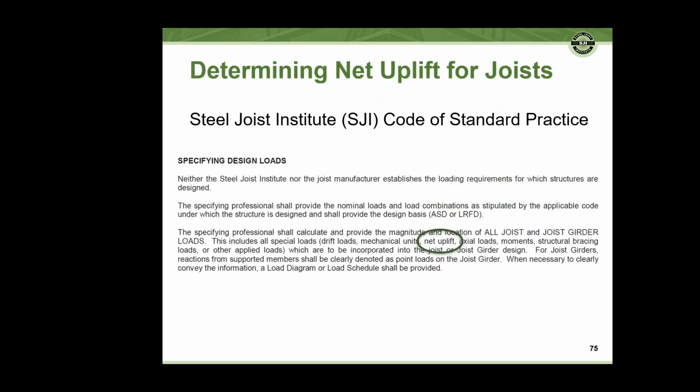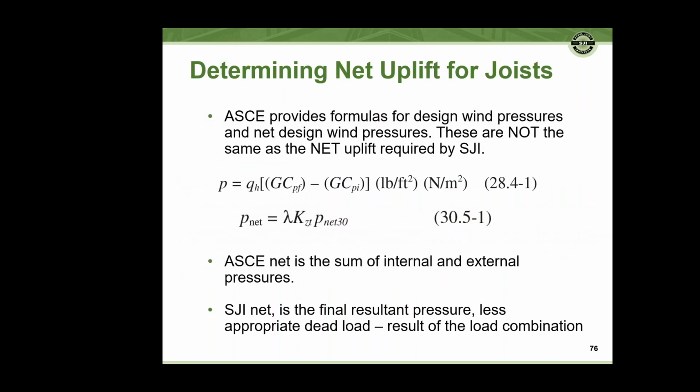Determining net uplift for joists. So next section is looking at uplift for joist, and from the SJI Code of Standard Practice, specifier needs to provide all applicable loads, and I circled here that net uplift is one of those required. And what does that mean? So keep in mind that ASCE provides formulas for design wind pressures and net design wind pressures. These are not the same as the net uplift required by SJI. So ASCE net is the sum of internal and external pressures. SJI net uplift is the final resultant pressure of a load combination in combination with dead load.